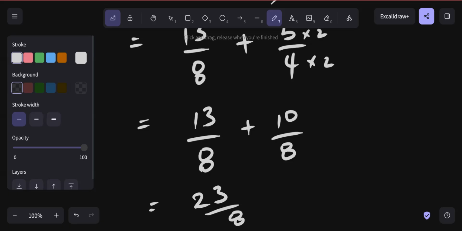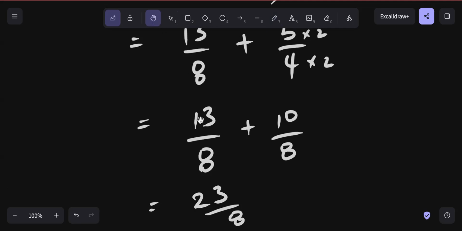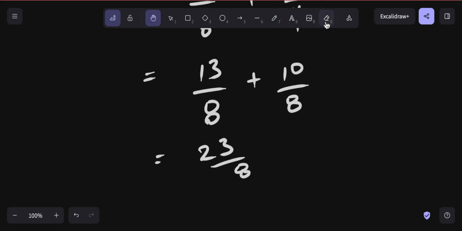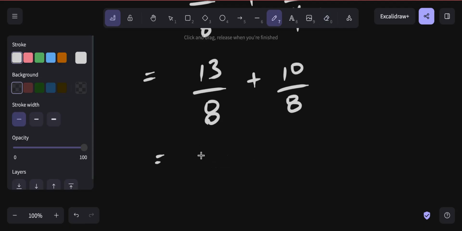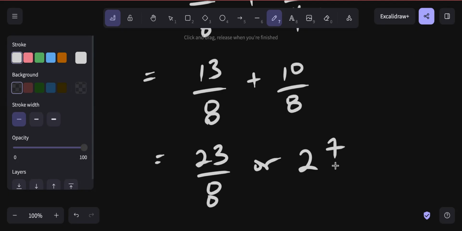This 23 looks very special, but let me check this. Let me fix this up. Give me some space here. All right, so we're looking at 23 over 8, or we can write the mixed number there. 8 can divide 23 two times, and that leaves a remainder of 7 over 8.